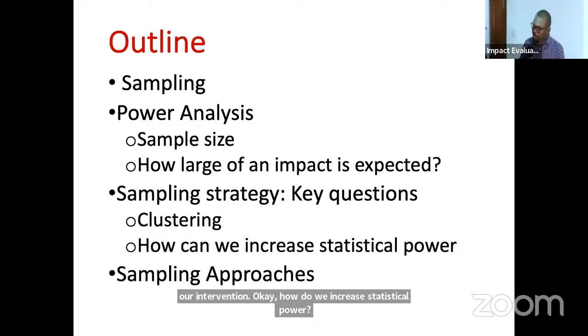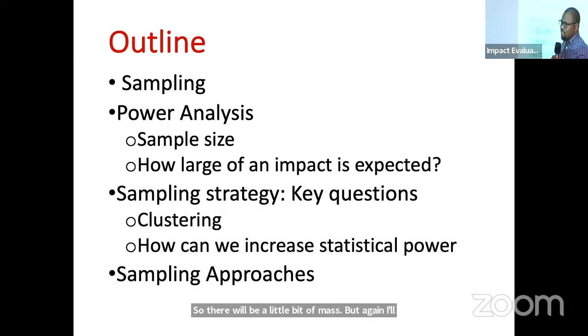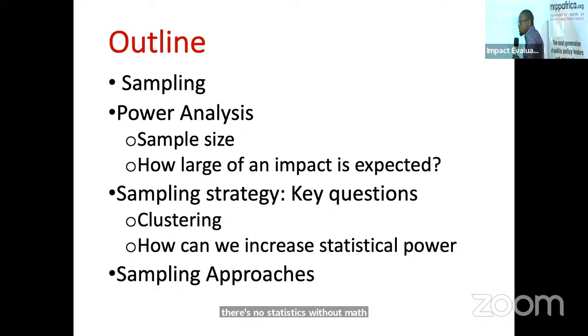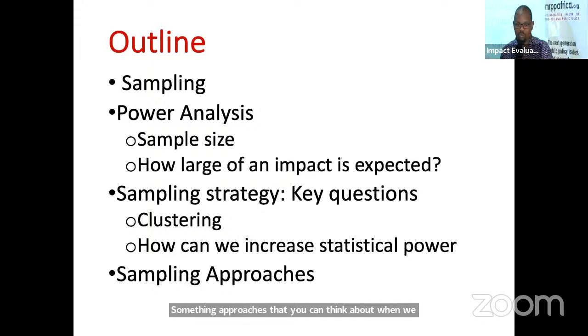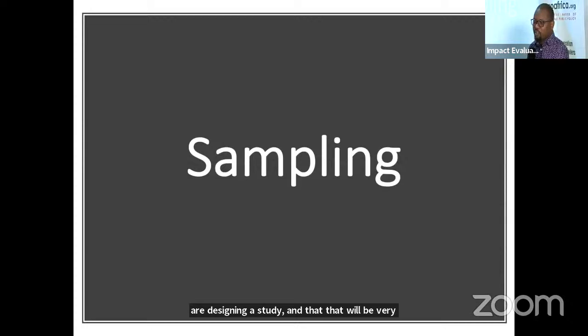So there'll be a little bit of math, but again, I will try to make it as friendly as possible because there's no statistics without math. And then we will talk about different sampling approaches that you can think about when you're designing your study, and that will be very useful for you. All right, so let's start off with sampling.